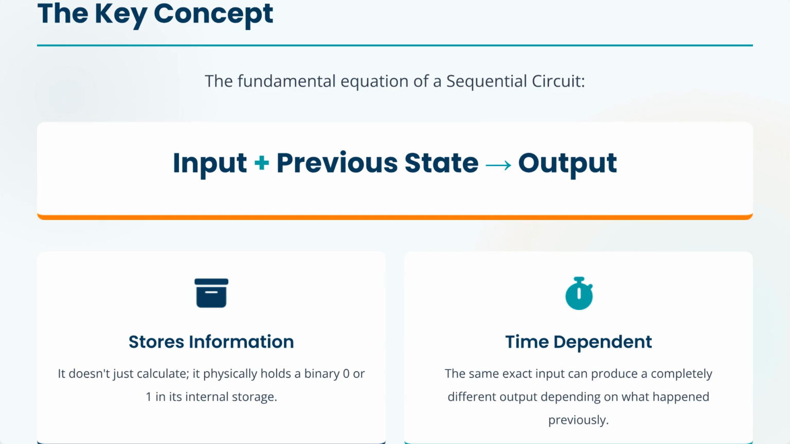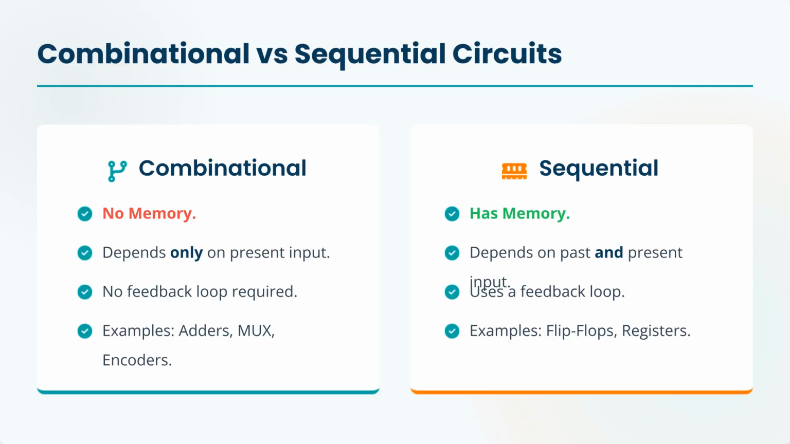These circuits store information using internal storage and are time-dependent, meaning the same input can yield different outputs based on past events. Combinational circuits have no memory and depend only on the present input. Sequential circuits have memory, depend on past and present input, and use a feedback loop. Examples include flip-flops and registers.